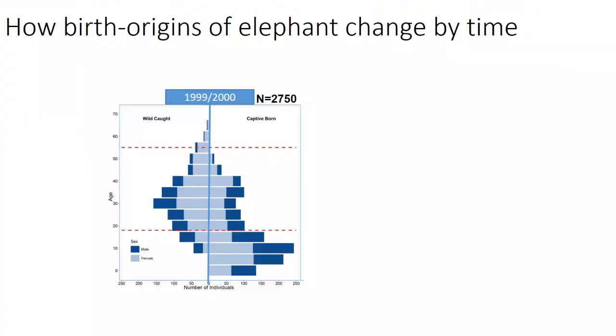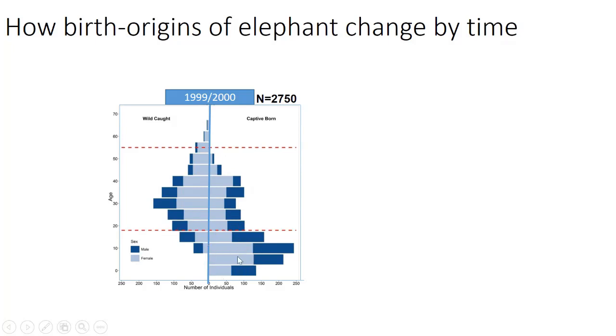So what do we learn from the data? We would like to know how the population changes over time, especially the birth origins of elephants: how the captive-born population and the wild population in the workforce change over time. During my PhD, this was the population pyramid at the time. We had quite a similar number of population within each birth origin, because of the breeding age in this group, because 20 to 30 is the peak breeding age.